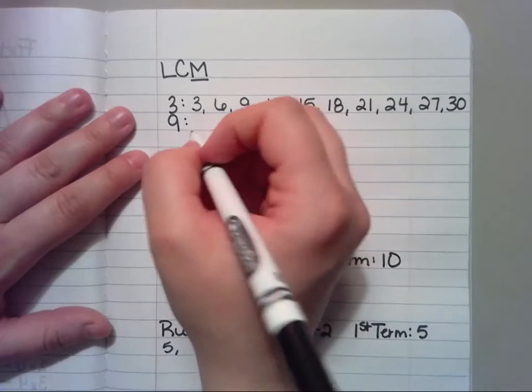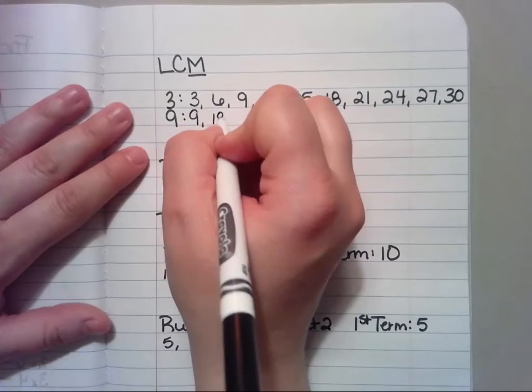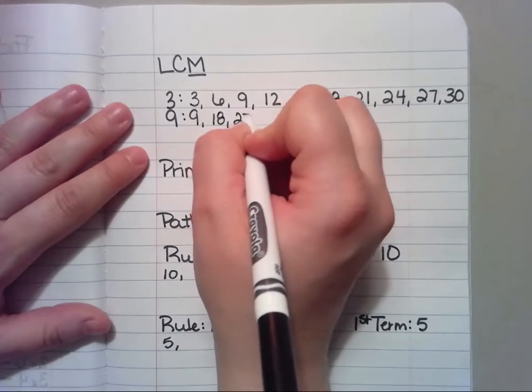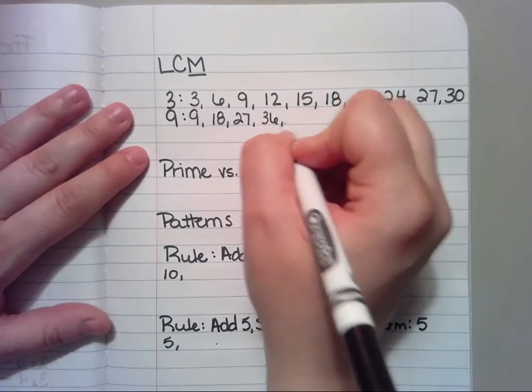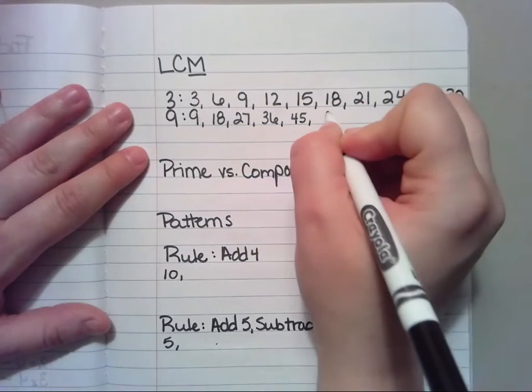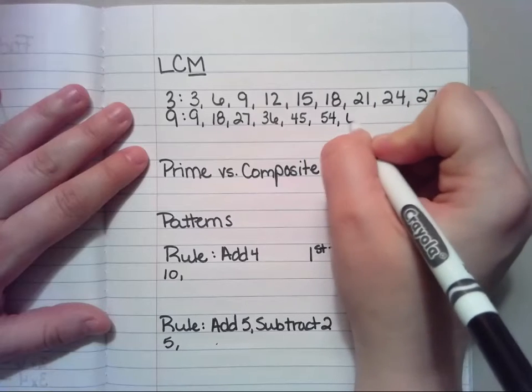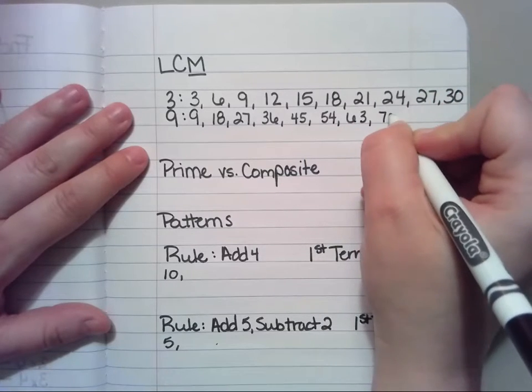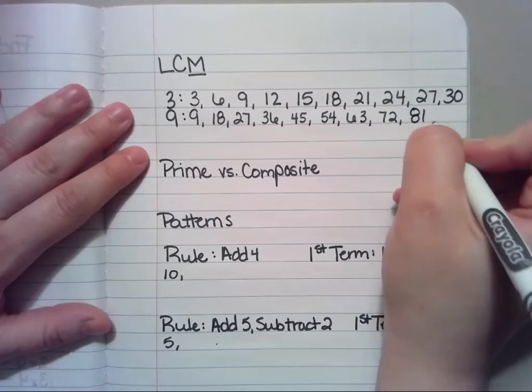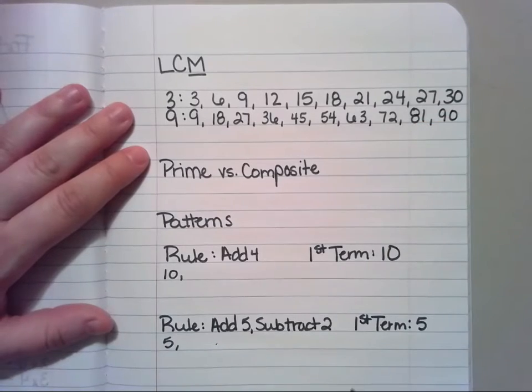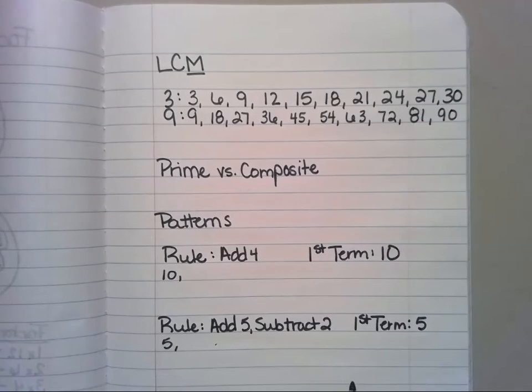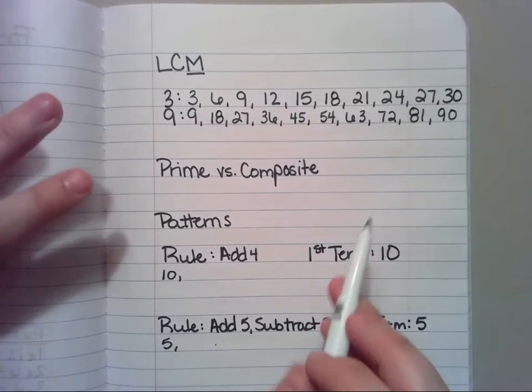Now I have 9, 18, 27, 36, 45, 54, 63, 72, 81, and 90. I'll pause just a moment, give you a second to get all that caught up.